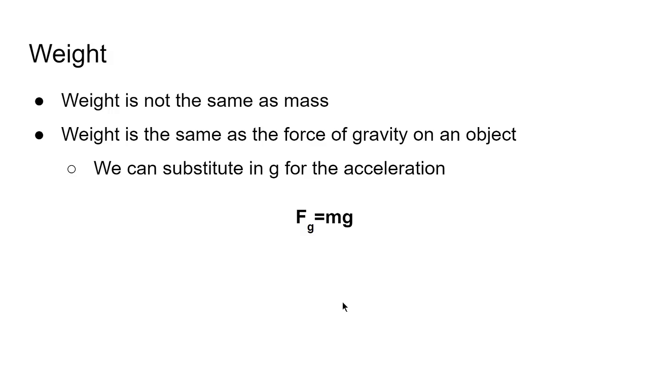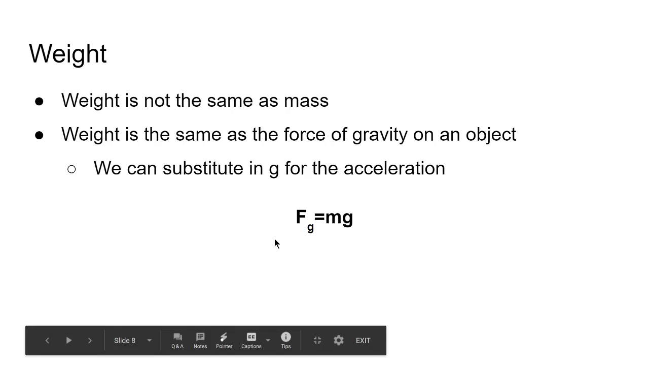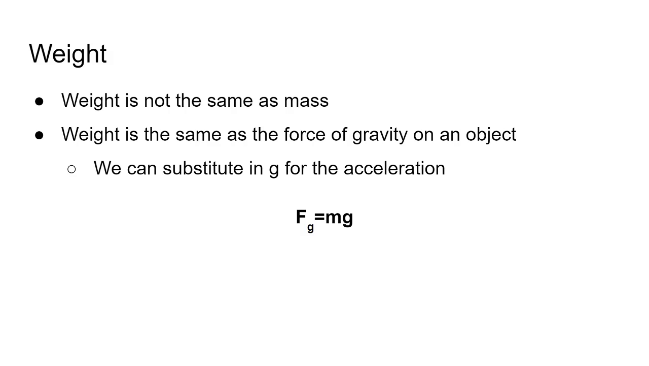Now, one common thing you're going to see a lot of in Newton's second law is weight. This is going to be one of your most common applications. Weight, contrary to popular belief, is not the same as mass. Mass is the amount of matter in an object. Weight is the force of gravity on said object. So in order to find the weight of an object, we can substitute in g for the acceleration. So our force of gravity, or this is also more commonly written as force of weight, F sub W, is equal to mass times gravity.